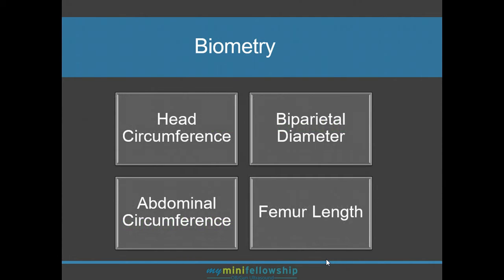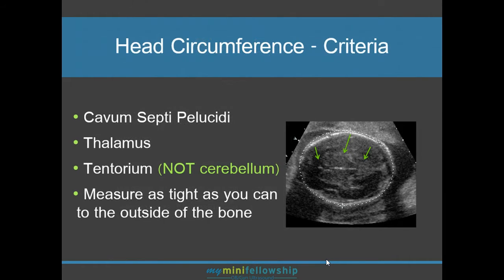So the four biometric standard measurements that most people make are the head circumference, the biparietal diameter, the abdominal circumference, and the femur length. So let's go over each of those. The head circumference criteria is that the cavum septi pellucidum should be in the picture. That's the first arrow here. The thalamus, this sort of heart-shaped structure, and the tentorium of the cerebellum, or the cerebellar tentorium, not the cerebellum itself. And you want to measure as tightly as you can to the bone.